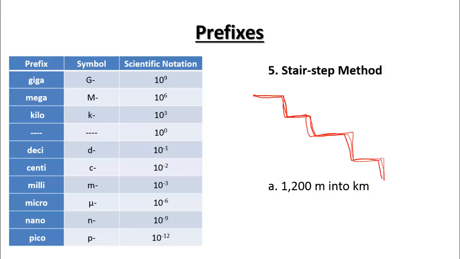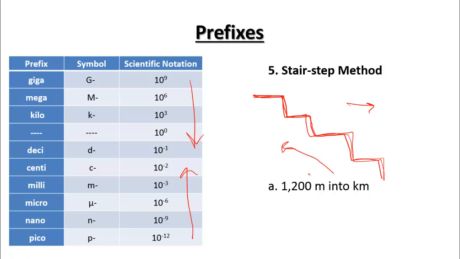This little stair step helps you remember something. When we move down this table, when you move down the stairs, look which way we're moving. We're moving to the right, which is the way you move your decimal point. And when you move up this prefix table, when you move up the stairs, you're moving to the left. So one more time. When we move down, we move to the right, and when you move up, you move to the left.